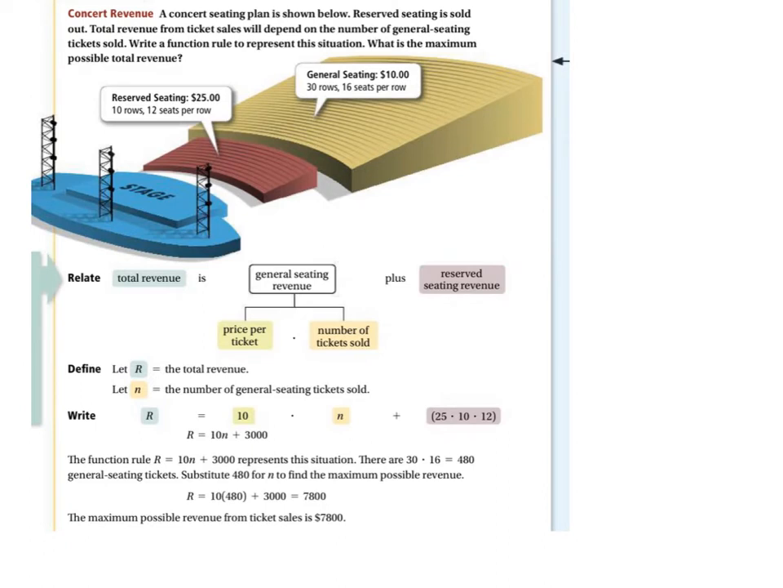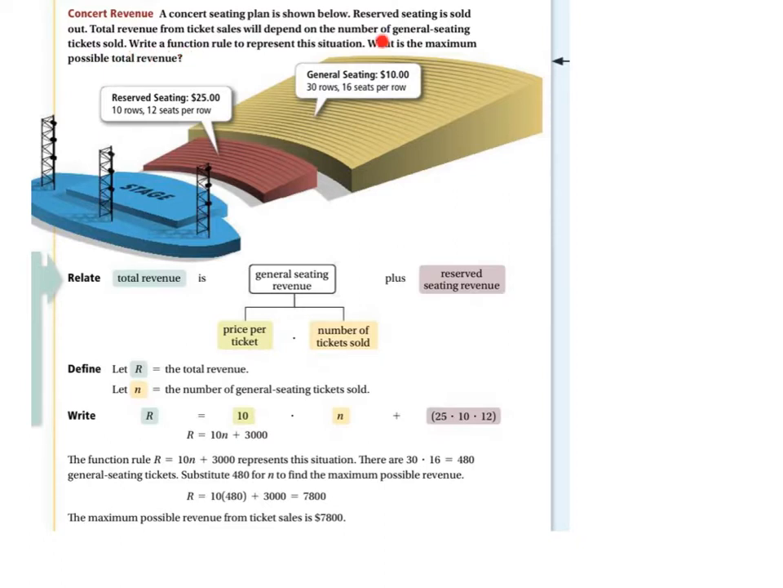Okay, so second example says a concert seating plan is shown below. Reserved seating is sold out. So we're going to consider that to be a constant. That's this section right here. There's 10 times 12 number of seats. That's $25 each. Total revenue from ticket sales would depend on the number of general seating tickets sold. Write a function rule to represent the situation. What is the maximum possible total revenue?